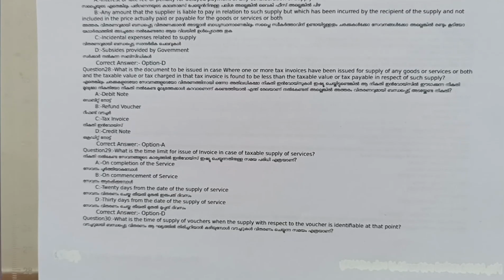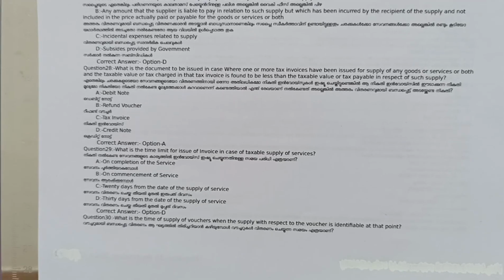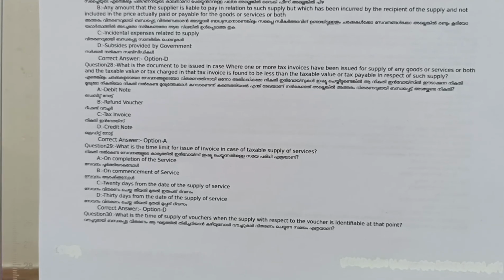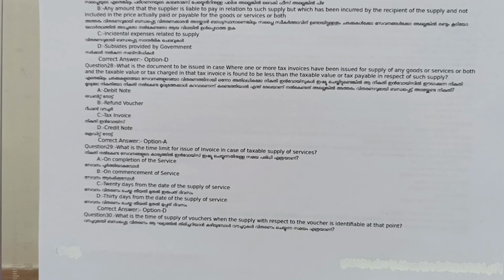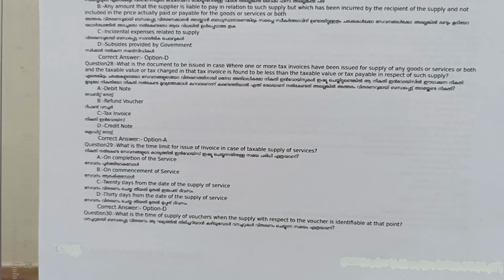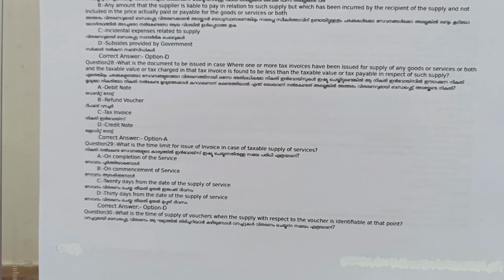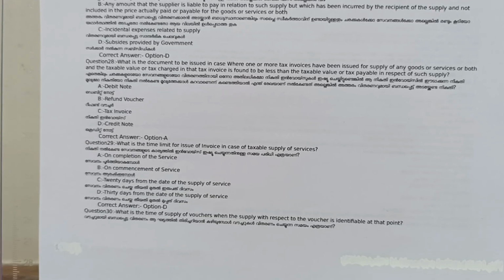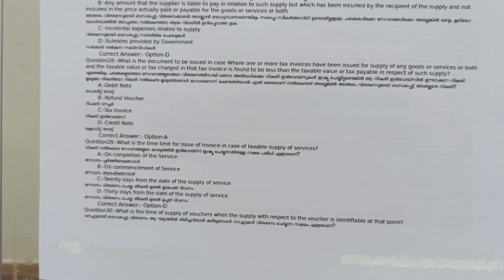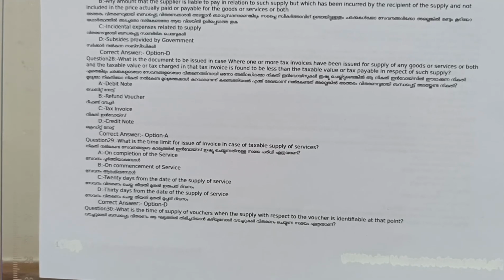Question number 28. What is the document to be issued in case where one or more tax invoices have been issued for supply of any goods or services or both, and the taxable value or tax charged in that tax invoice is found to be less than the taxable value or tax payable in respect of such supply? Option A, debit note. Option B, refund voucher. Option C, tax invoice. Option D, credit note. Correct answer option A, debit note.